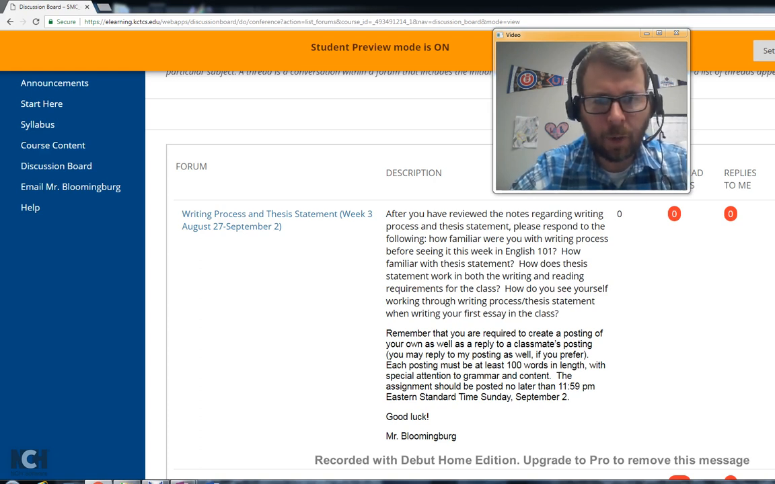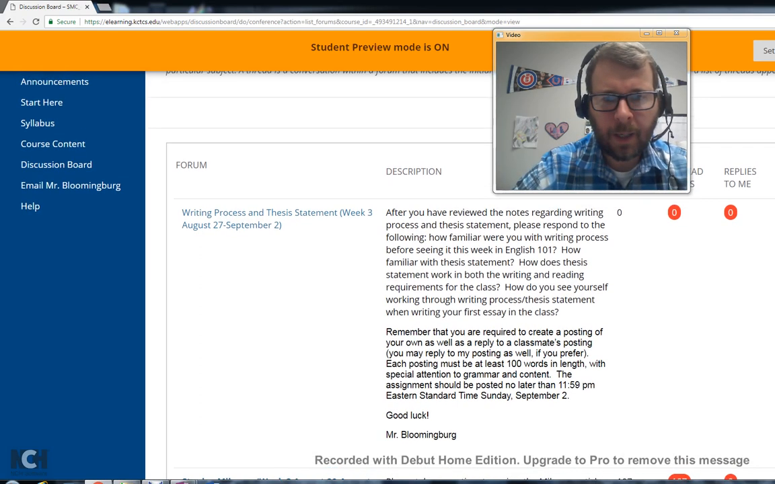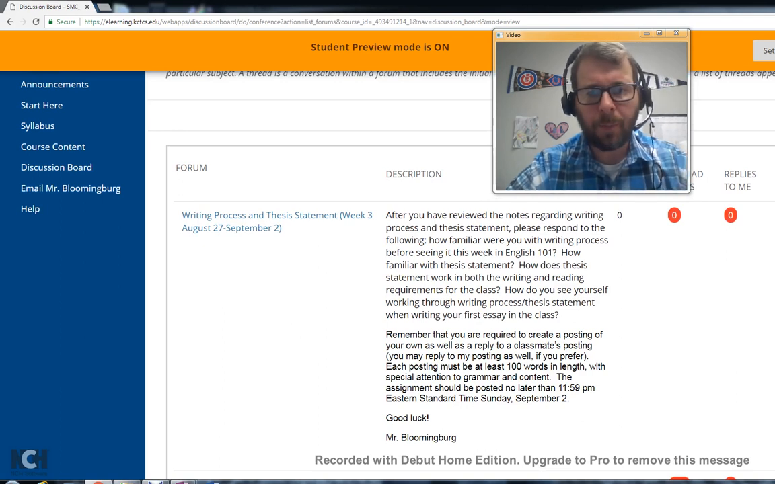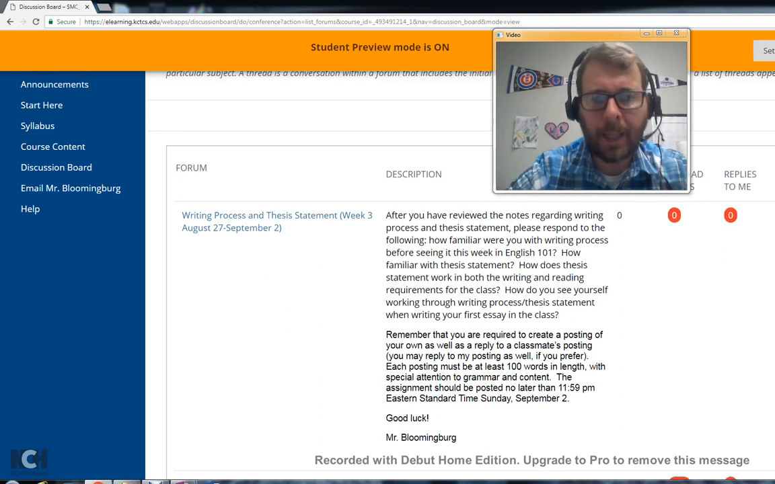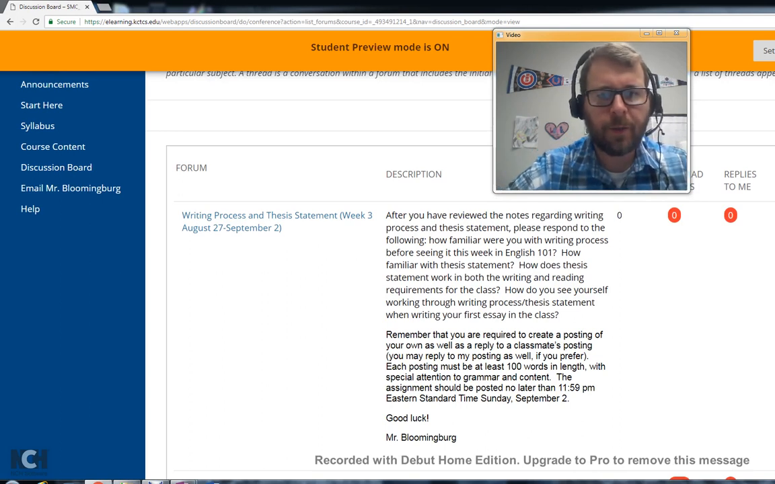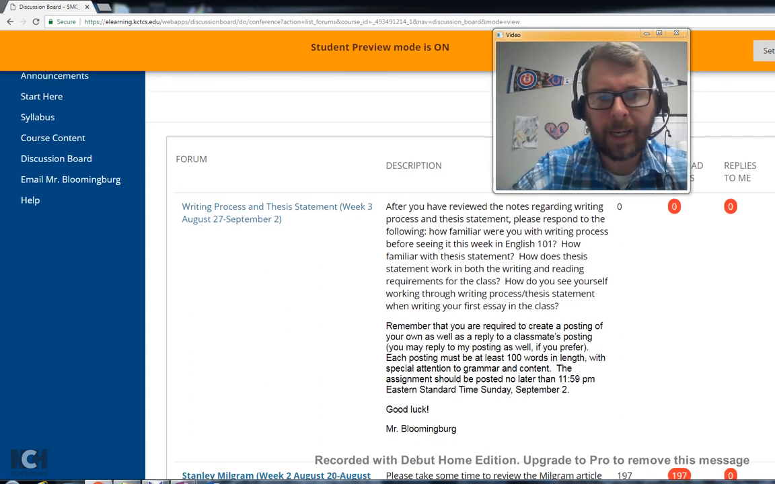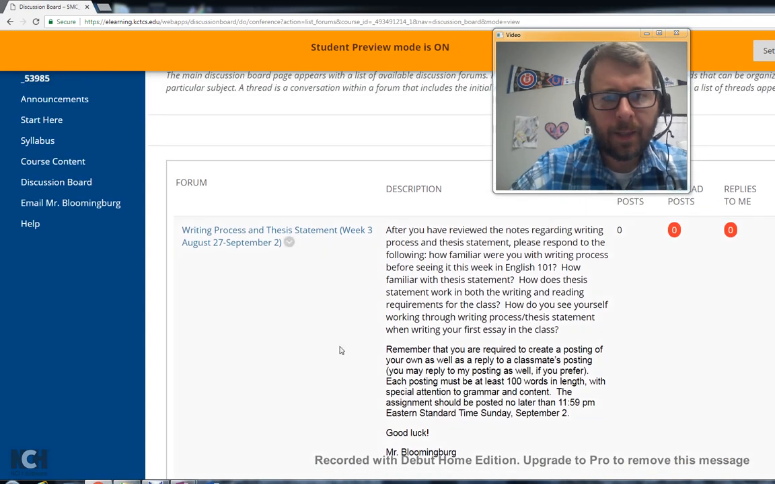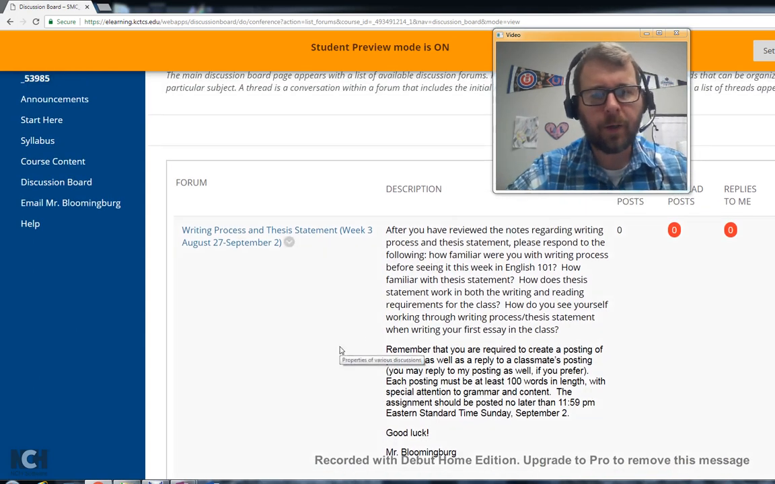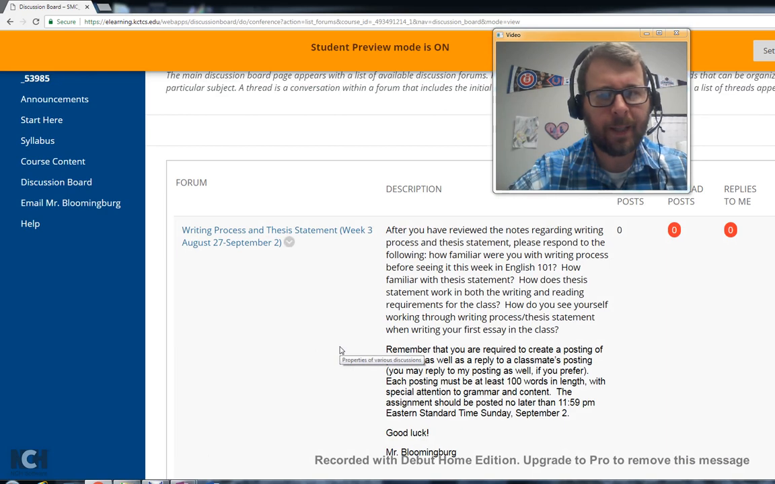How do you see yourself working through writing process and thesis statement when working on the first culture essay in the class? And just remember not only to have your own posting, but to get those replies in that need to be at least 100 words. You can split your replies to meet your word count if you need to do that. This is a post before you can view what others see type of assignment, just like last week.